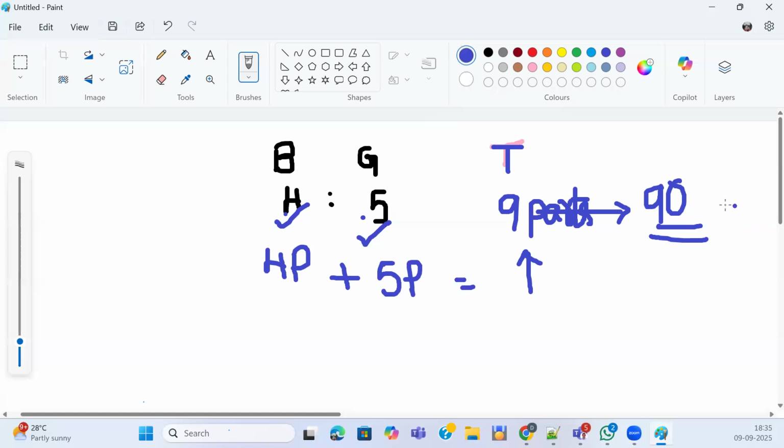9 parts value is equal to how much they have given in the question? 90. Are you clear about this first step? Yes. Are you clear? Yes, sir. Darshit, is that clear for you? Yes, sir.